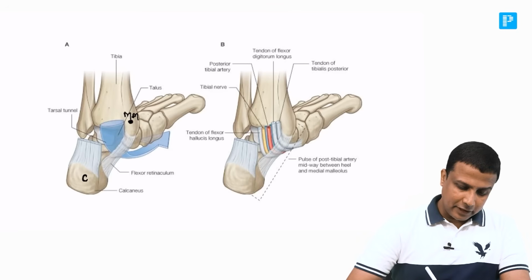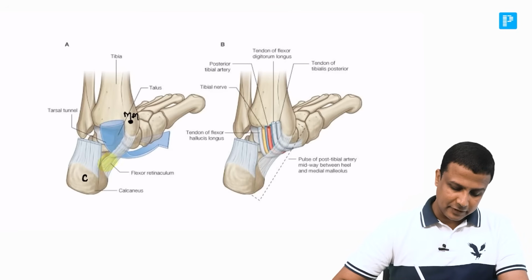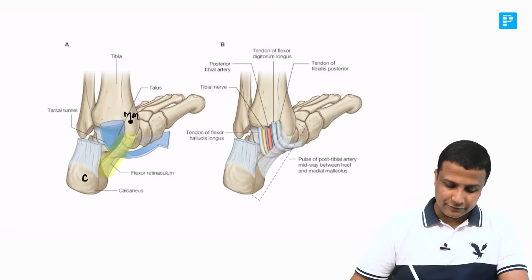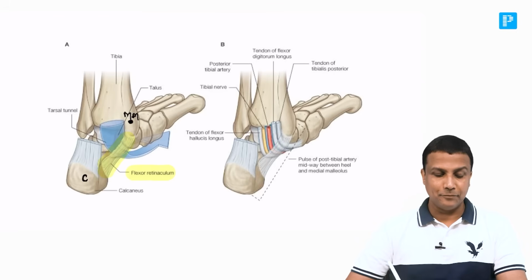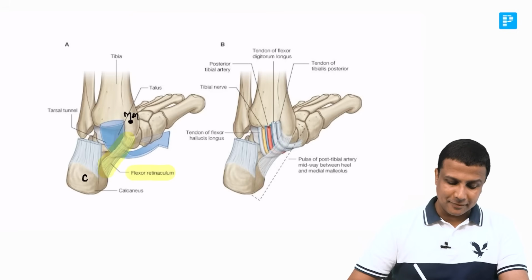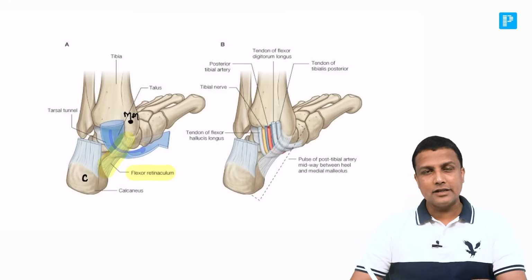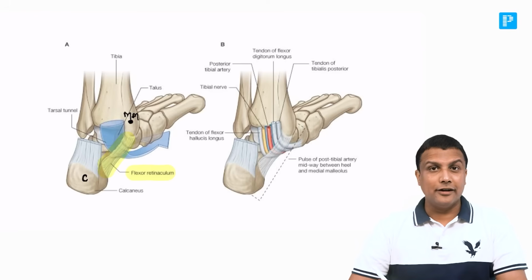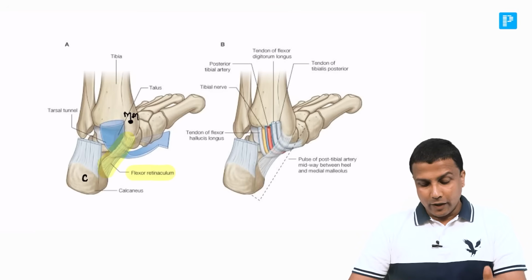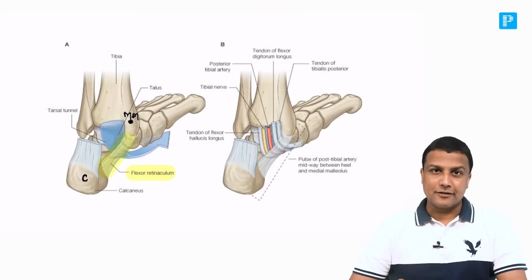Now, between the medial malleolus and the calcaneus, there is a fibrous band-like structure over here that is referred to as the flexor retinaculum. And because of the flexor retinaculum, there is a formation of a tunnel here, and this tunnel will be the tarsal tunnel. That is your tarsal tunnel. Now, what are the structures which are going to pass through the tarsal tunnel?